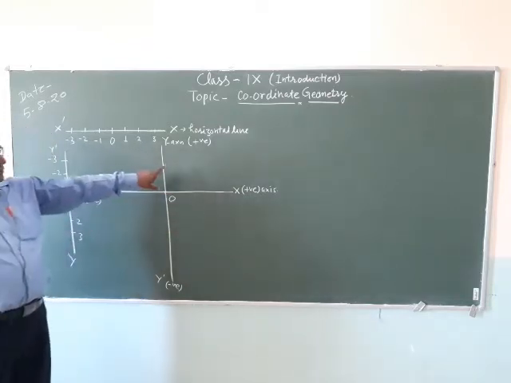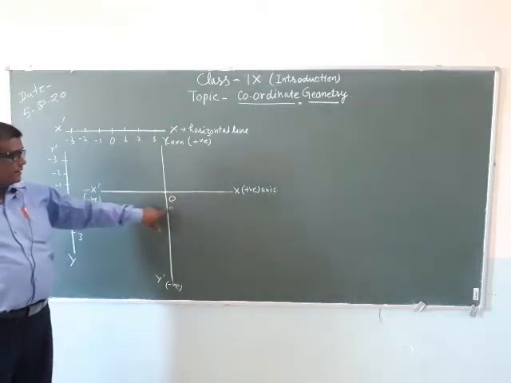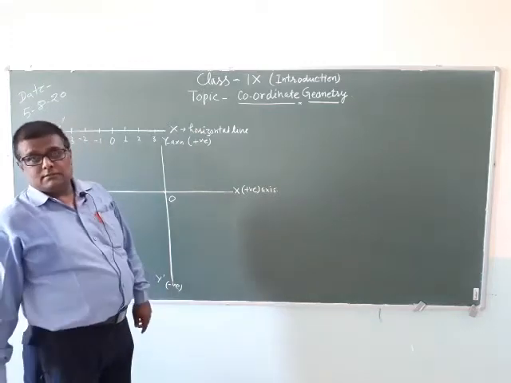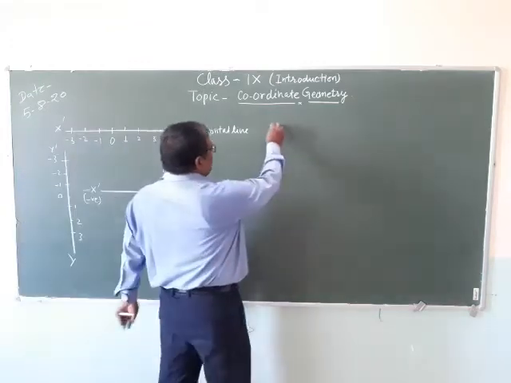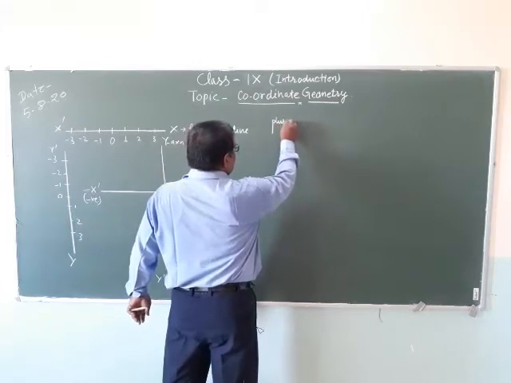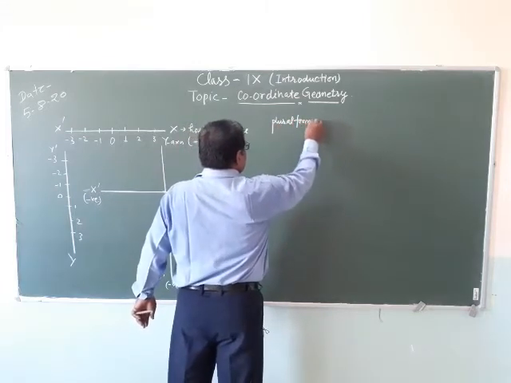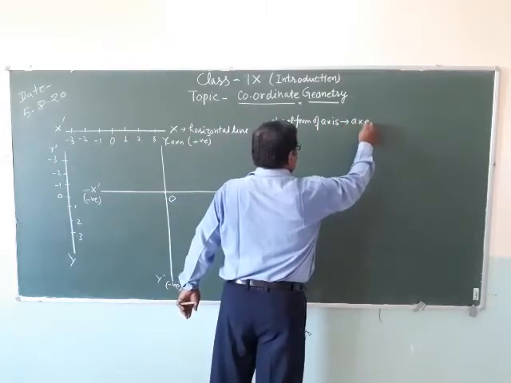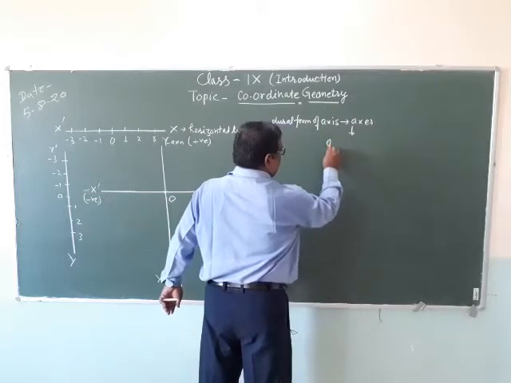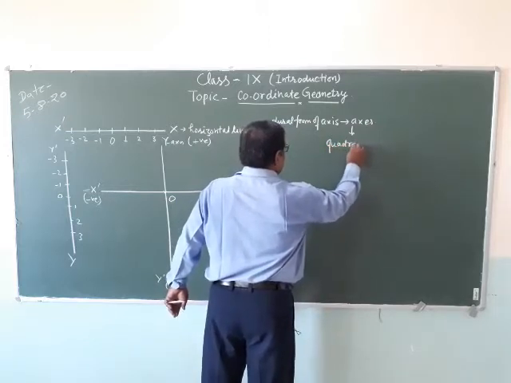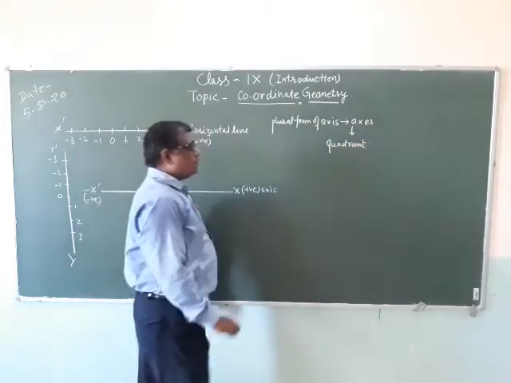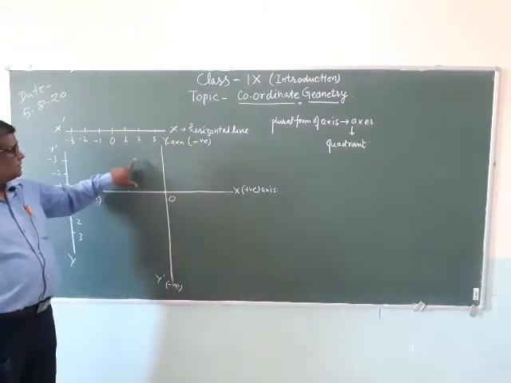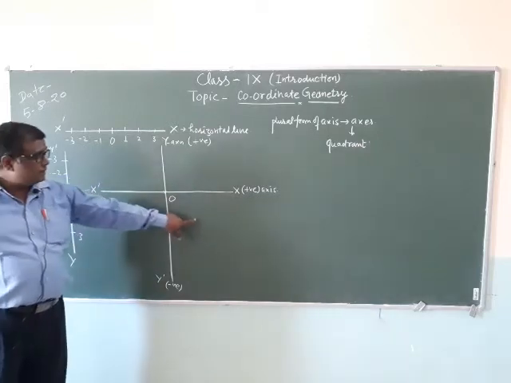This part is known as quadrant, that is the plural form of axis, that is axes, which form quadrants. Here now, look here, there are 4 quadrants: first, second, third and fourth.